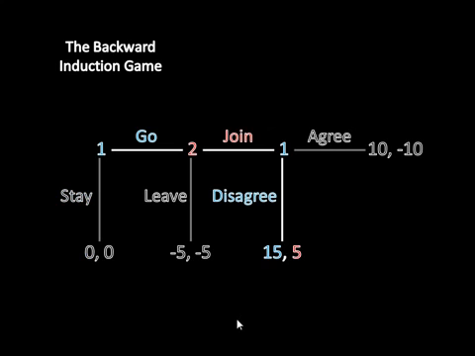Player 1 goes, player 2 joins, and player 1 disagrees. And we can write the equilibrium just like this: player 1 goes and disagrees, and player 2 joins. And that's just about it with backward induction.